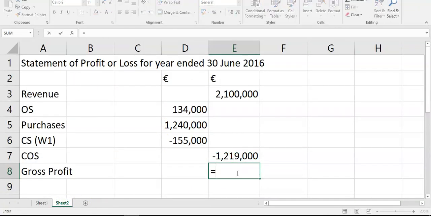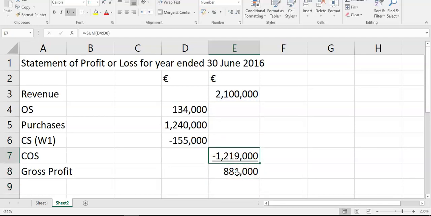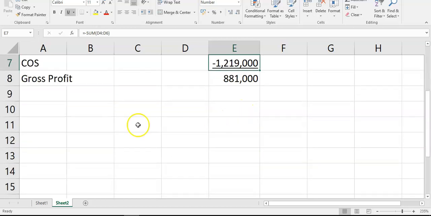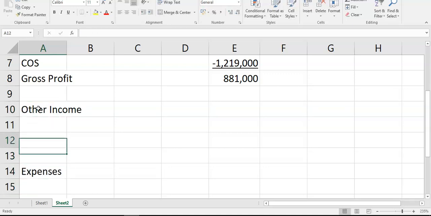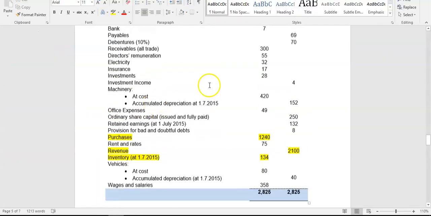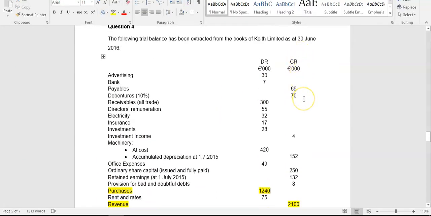And that will get me gross profit, which is revenue minus cost of sales, which is 881,000. You have two things that go in then. You have other income, and then you have expenses. You add on other income, you take off your expenses. So let's go and have a look at the trial balance. Is there anything on the credit side, because that's where income would be, that should go into the P&L?